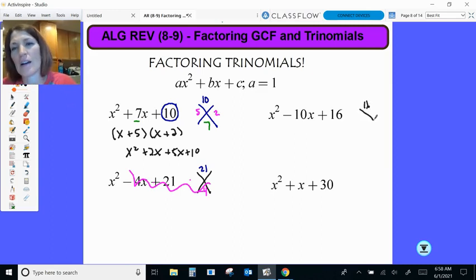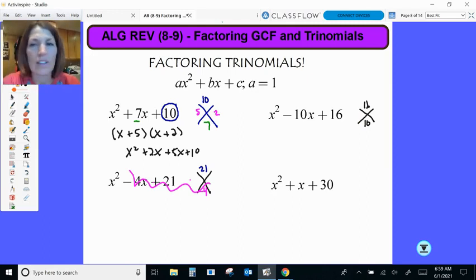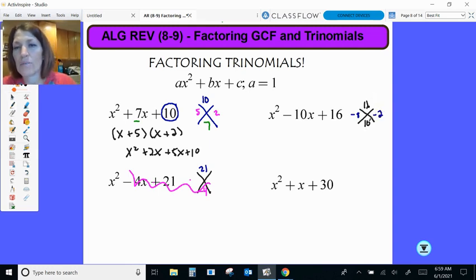Factors of 16 that add up to negative 10. This should be negative 8 and negative 2. Again, we have a positive last term with a negative middle term, so it's negative 8, negative 2. This is going to be x minus 8, x minus 2. A positive last term means it's going to be either positive times positive or negative times negative.